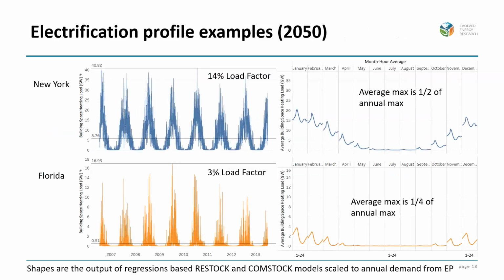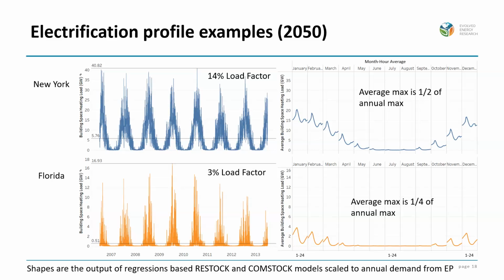So again, to go back to the New York example, this is the same weather years that I showed before. This is just looking at building, both residential and commercial, heating loads. And we see a load factor of 14% there. So those two lines, one showing the peak and the other showing the average.